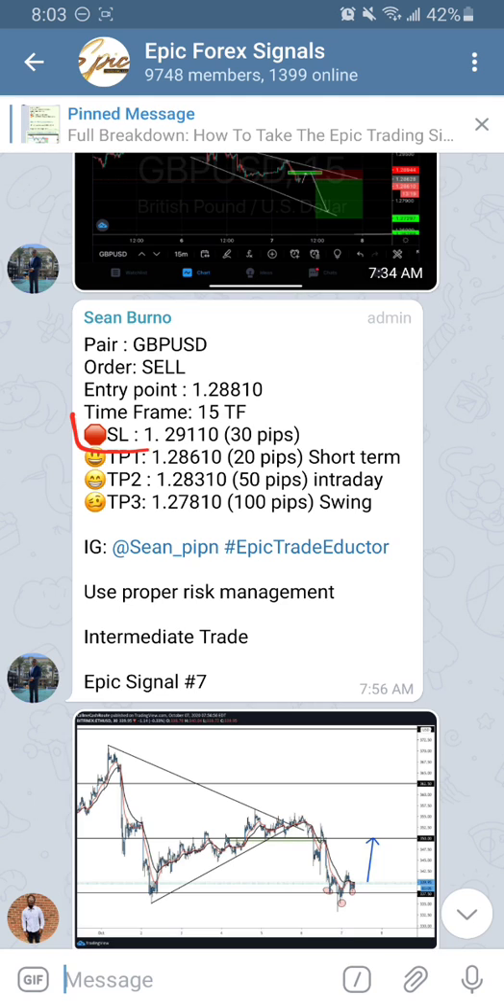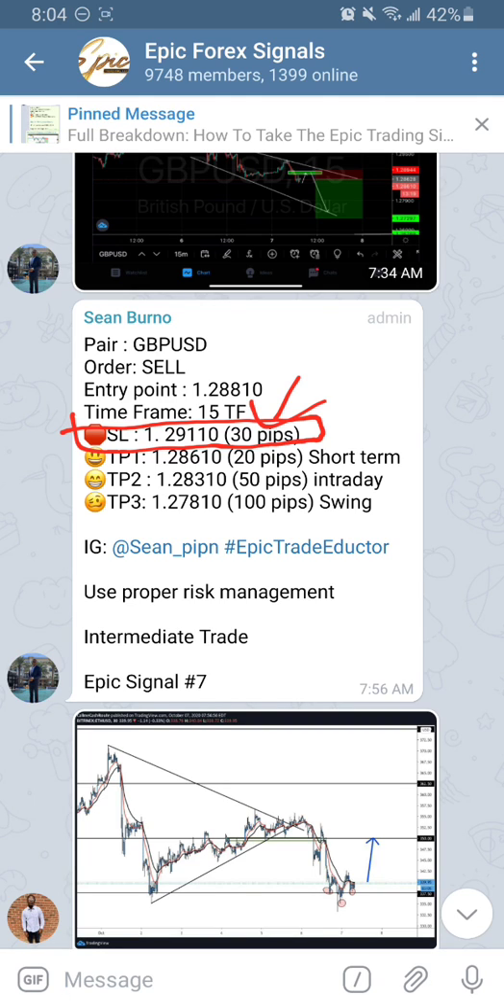Stop losses right here are for your protection. They are there to help you minimize your risk, as well as give you the amount of pips that you will be risking when you're taking this trade, so that way you can adjust your lot size accordingly to your risk management plan, in which we advise that you only risk 2 to 5% of your account with these signals.